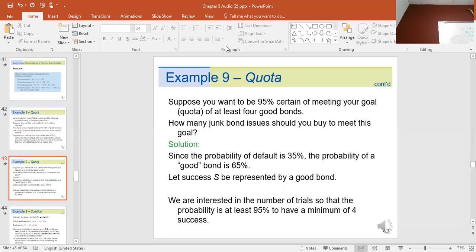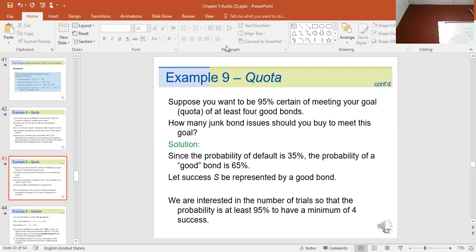So we will take the opposite of this. In solving quota problems, you take the opposite. We will say that this probability is the same as 1 minus the probability that X is less than 4, and that is greater than 0.95. In that case, we know the numbers that are less than 4: 0, 1, 2, 3.